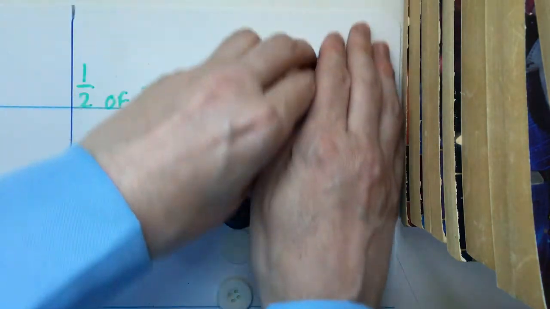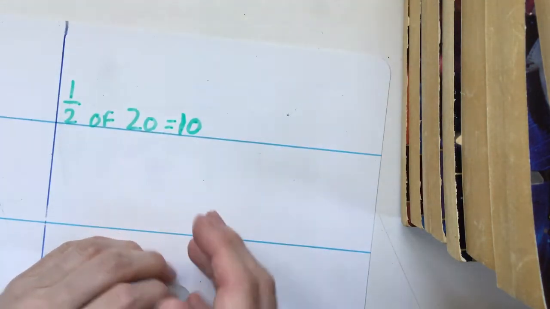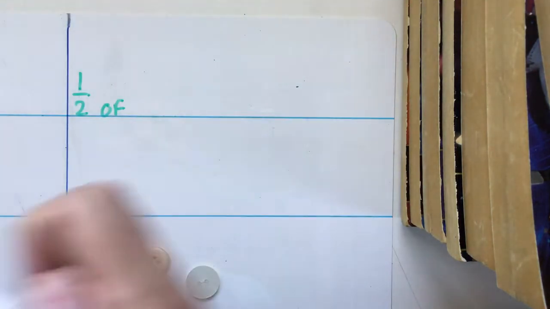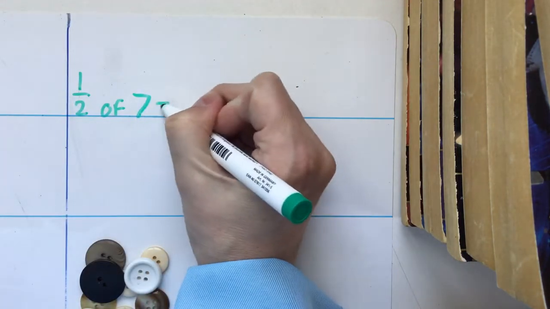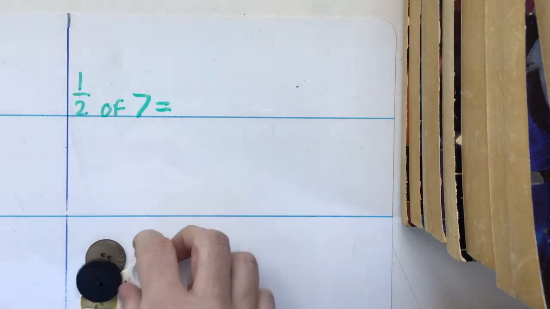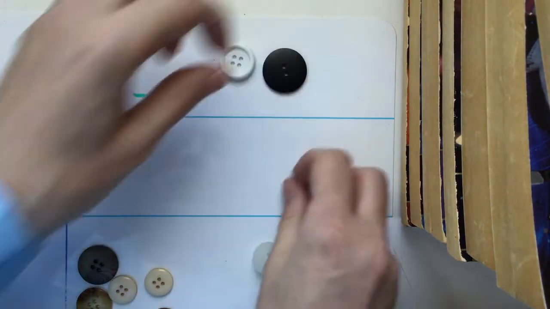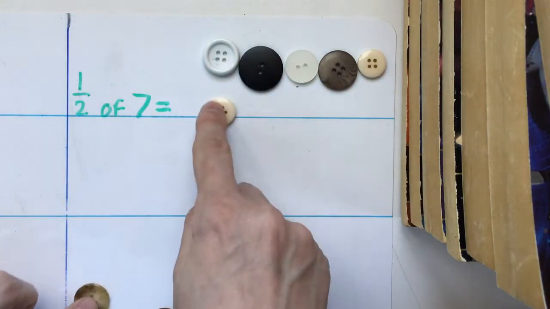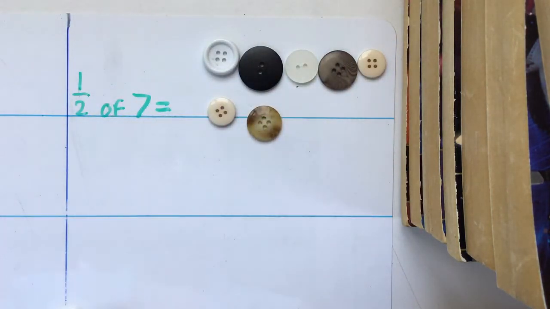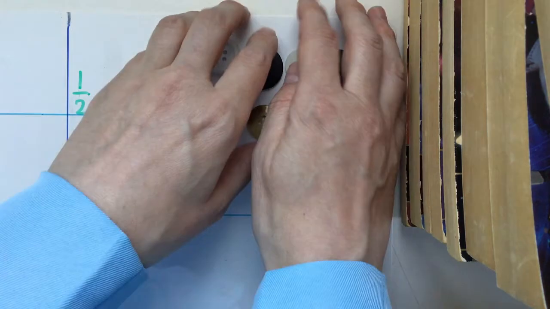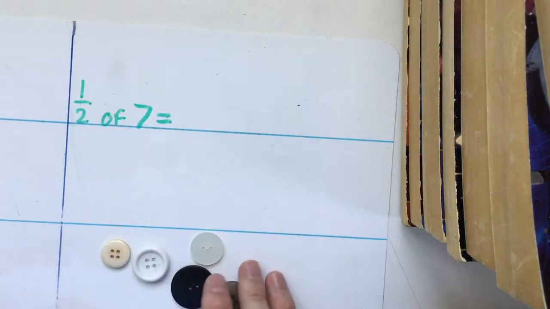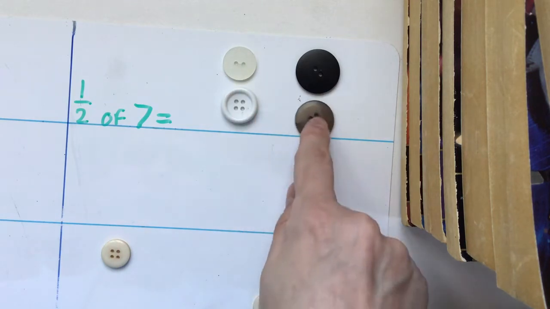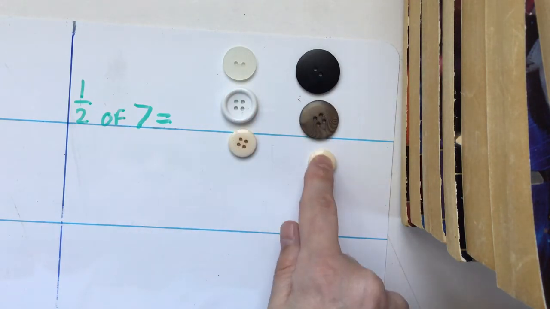Let's have a look at another number, shall we? Let's see if we can do half of 7. So let's count 7. 1, 2, 3, 4, 5, 6, 7. So we're going to do this in exactly the same way. So 1 for me, 1 for you. 1 for me, 1 for you. 1 for me, 1 for you.